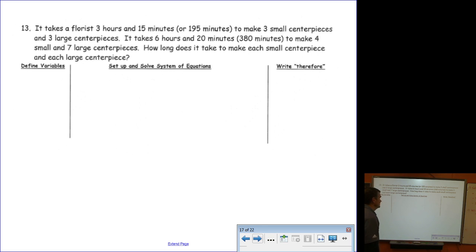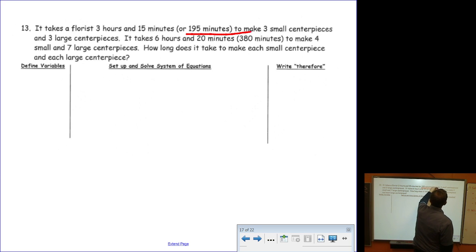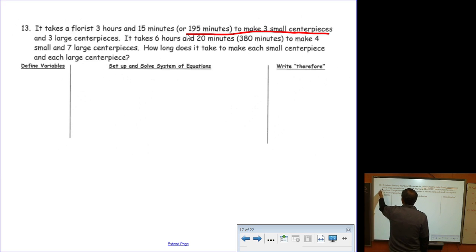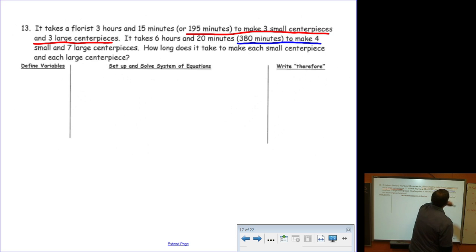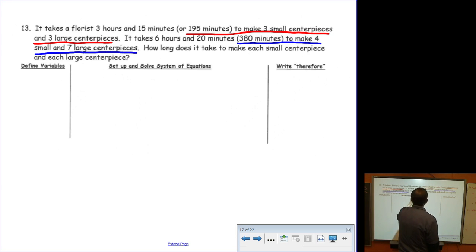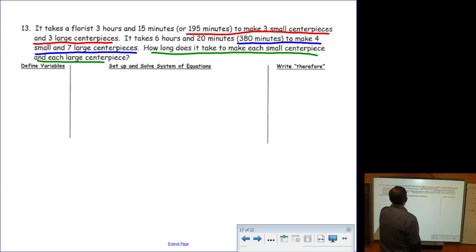Number 17. It takes a florist 3 hours and 15 minutes, or 195 minutes, to make 3 small centerpieces and 3 larges. It takes 6 hours and 20 minutes, or 380 minutes, to make 4 small and 7 larges. And then the question is, how long does it take to make each small and each large?